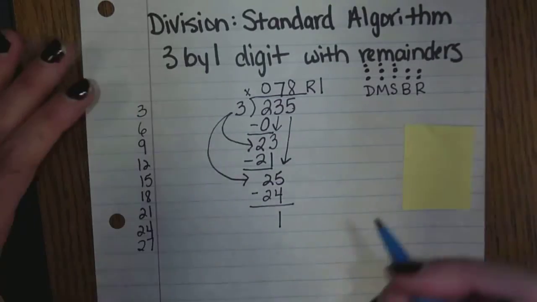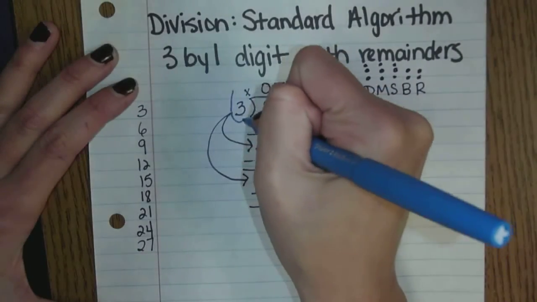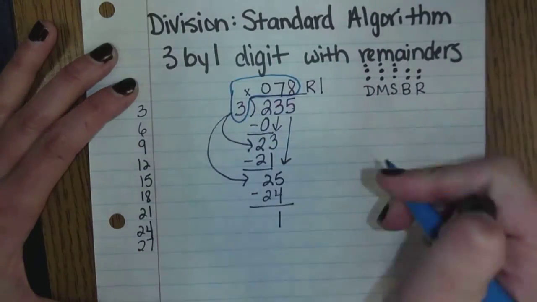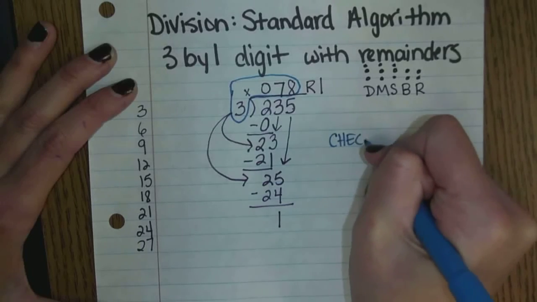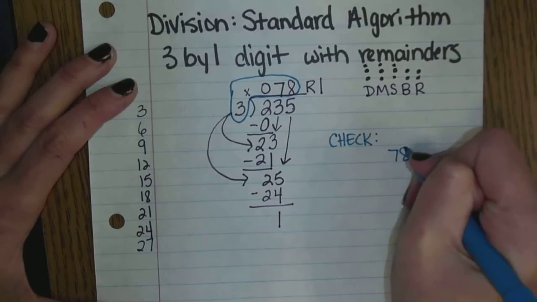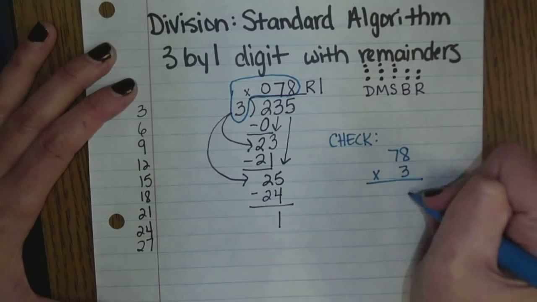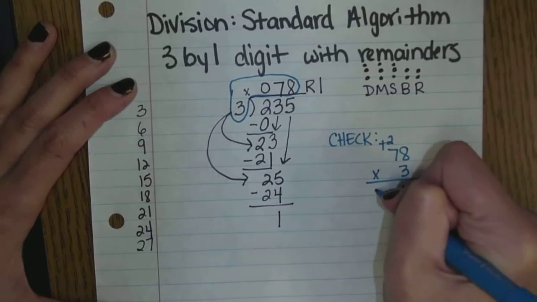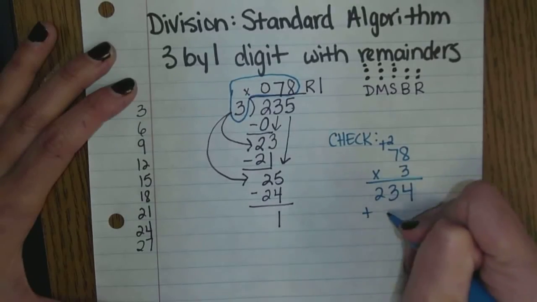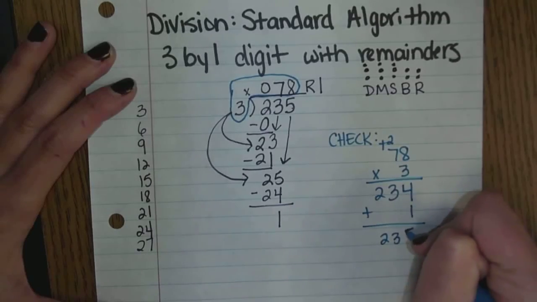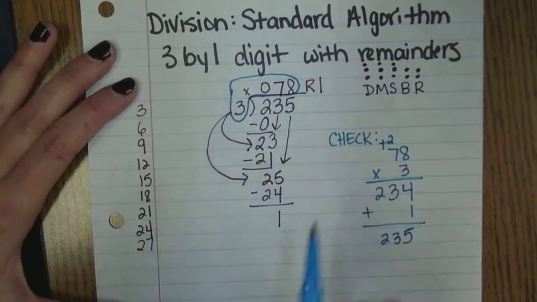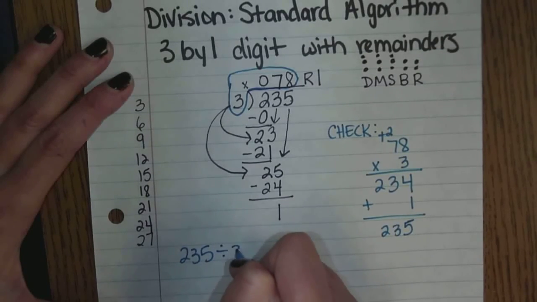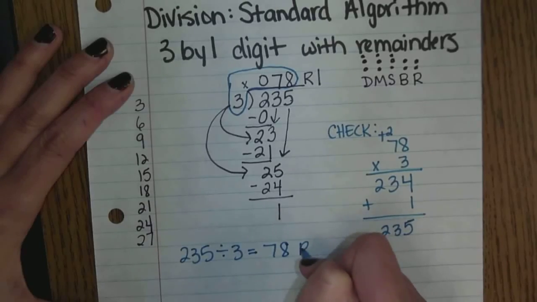Now, be sure that we check our work here, and students know that we can circle the mini multiplication problem that we have over here. This is really just 78 times 3. So we're going to write check, and we are going to do 78 times 3. 3 times 8 is 24 plus 2. 3 times 7 is 21 plus 2 is 23. And my remainder we add on, and that will be 235. So 235 equals 235. So my answer to my problem of 235 divided by 3 would be 78, remainder 1.